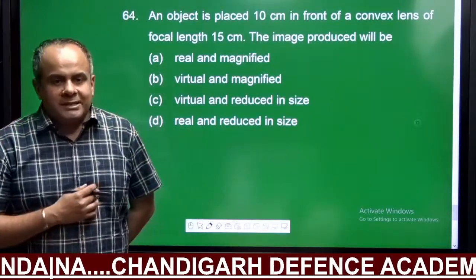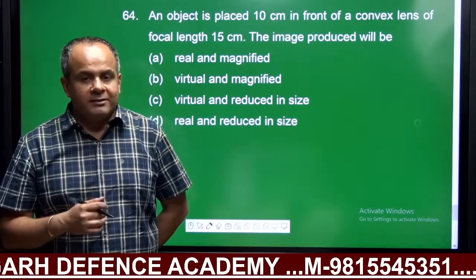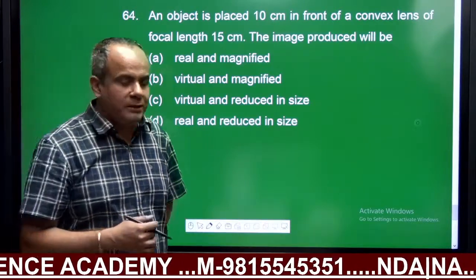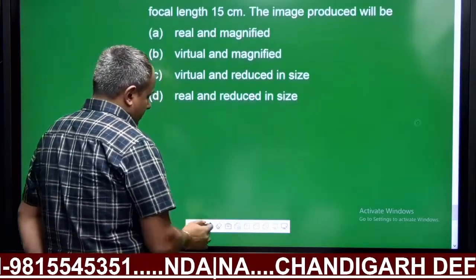An object is placed 10 centimeter in front of convex lens of focal length 50 centimeter. The image produced will be. I will need to draw the ray diagram. I cannot answer it without the ray diagram.